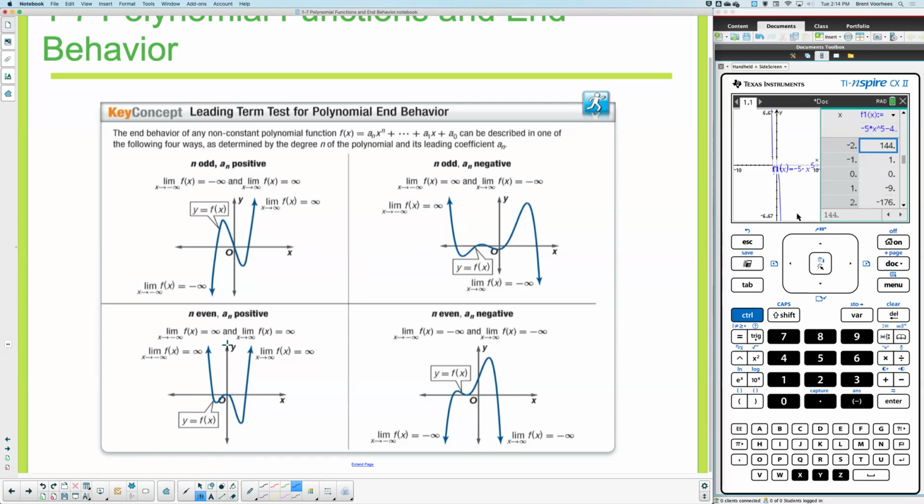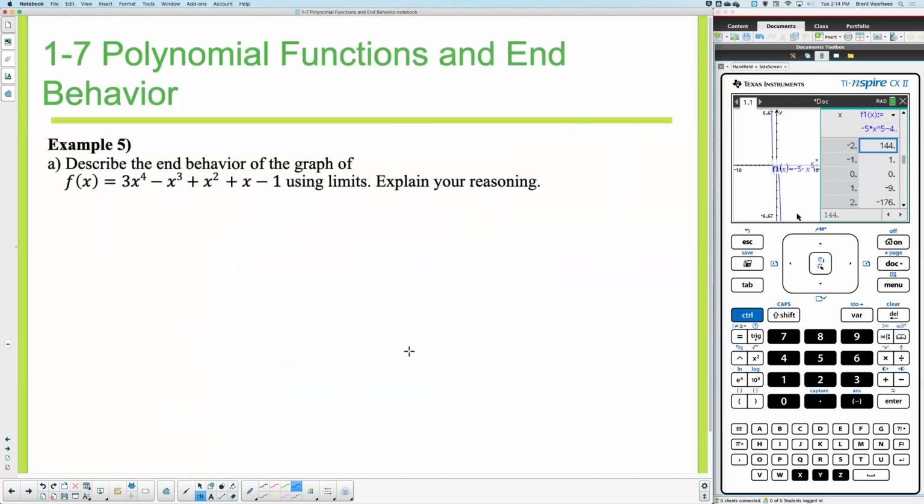The bottom is saying if your degree is even, meaning the highest power is even, it's going to look somewhat like a parabola. Positive makes it go up. Negative makes it go down. That's just a rule to look at later.